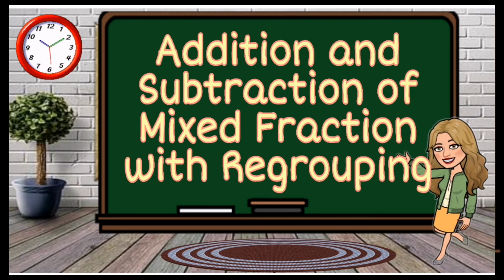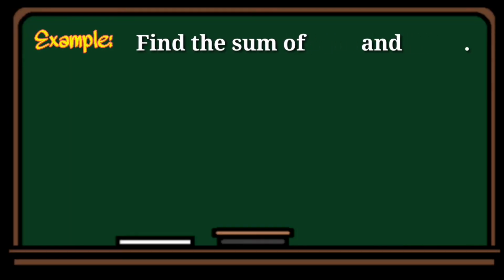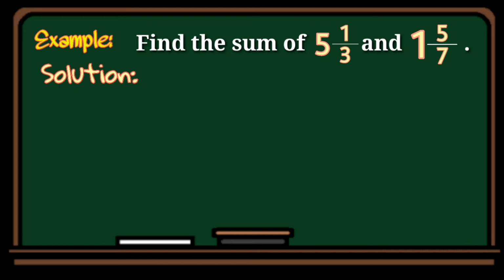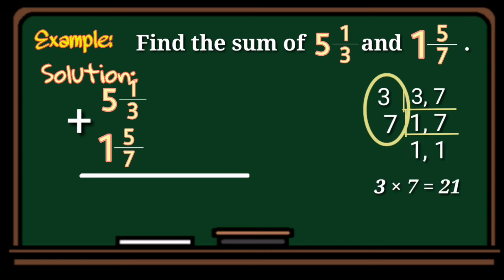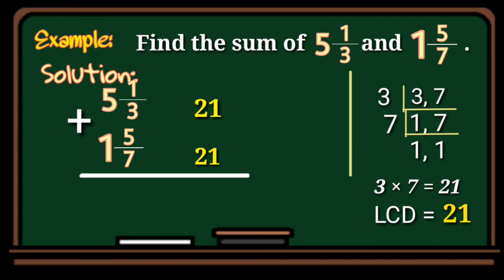So we are now on the last part of our lesson, which is addition and subtraction of mixed fractions with regrouping. Okay, so let's have this example. Find the sum of 5 and 1/3 and 1 and 5/7. And the solution is align the fractions and compare the denominators. So our denominators are 3 and 7. So they are dissimilar fractions, so we need to change them to similar by finding their least common denominator. And what is the LCM of 3 and 7? As the result of our continuous division method, we multiply the divisors. 3 times 7 equals 21.